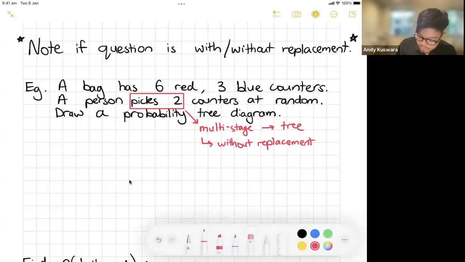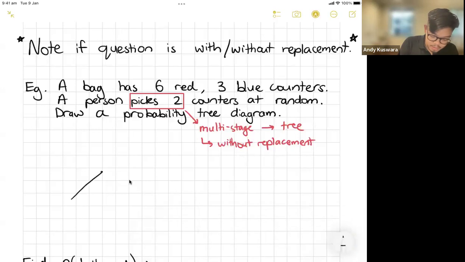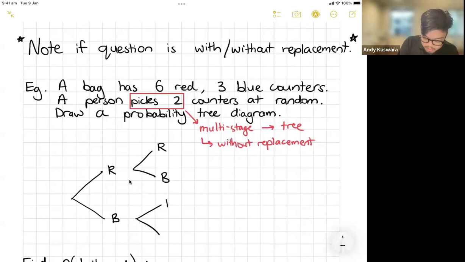Now let's draw a probability tree. If I was to pick a counter, my two options are it's either going to be red or it's going to be blue. And for my second pick, it's either going to be red or it's going to be blue. There are no other options.